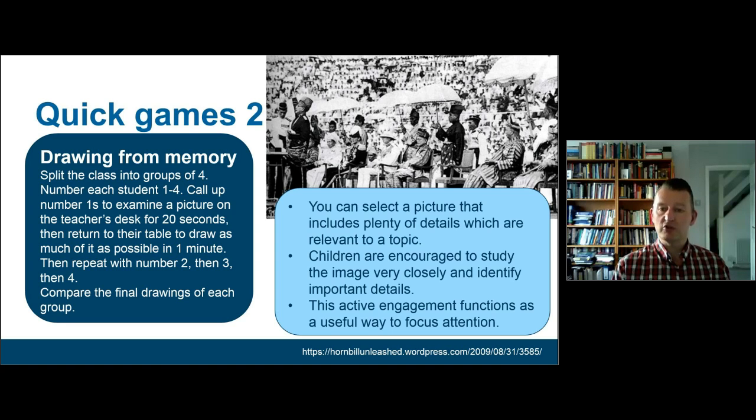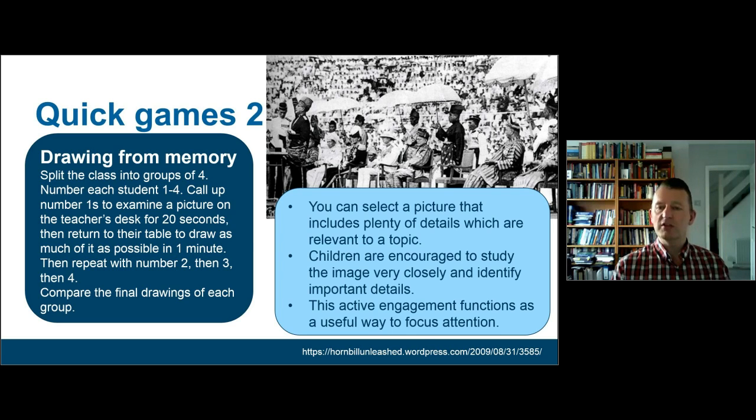So you can use this to introduce children to a topic. The discipline of having to look and go away and reproduce things helps the children to think about what are the most important features, so it makes them focus really closely and critically on the picture, because obviously they have to decide what's going on here and why each component they're going to go away and draw is important.